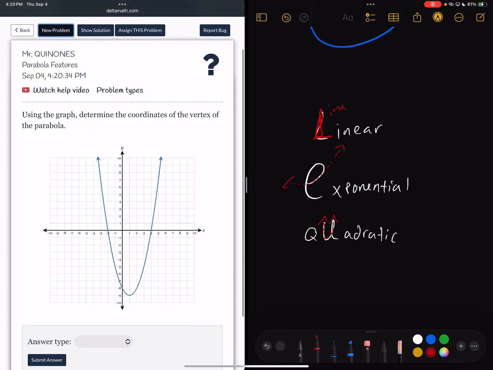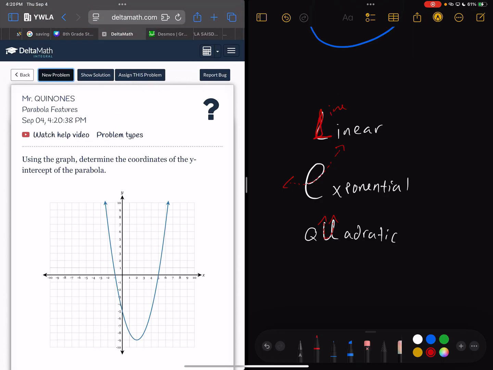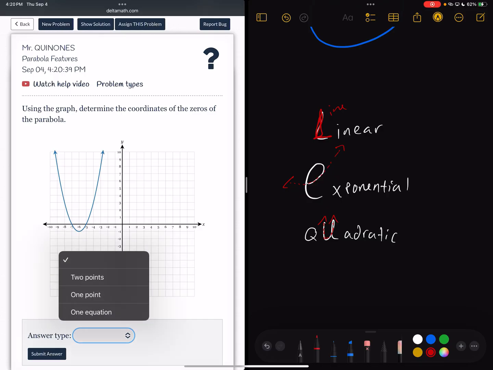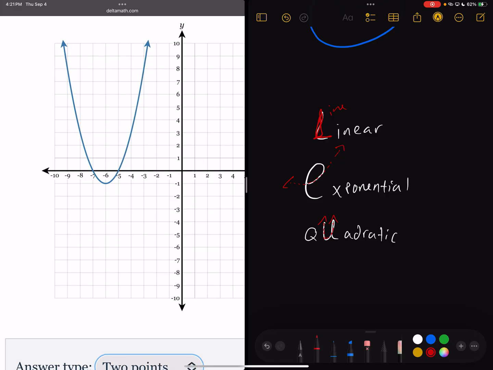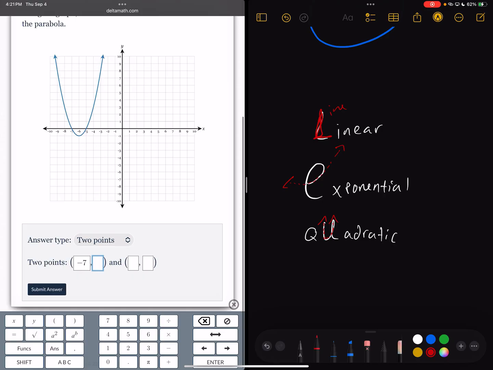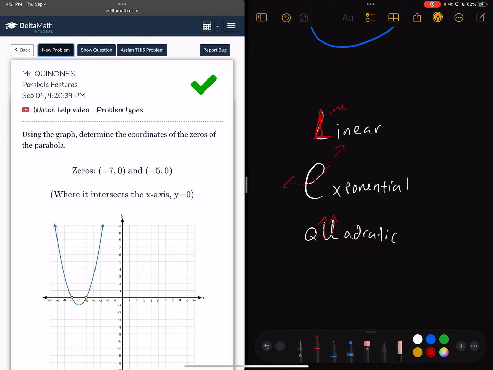Let's just do another problem. There you go. You'll get this other problem. Using the graph, determine the coordinates for the zeros of the parabola. I told you whether you get the word zeros, solutions, or x-intercepts, they all mean the same thing, where the graph crosses the x-axis. So in this case, I'm seeing 2 points. It is (-7, 0) and (-5, 0).